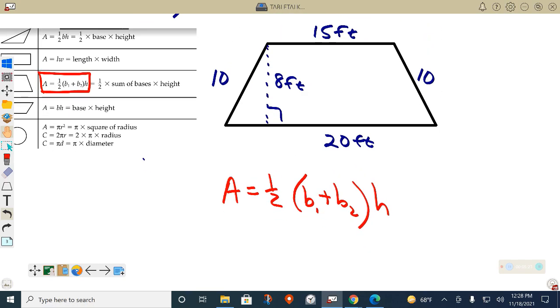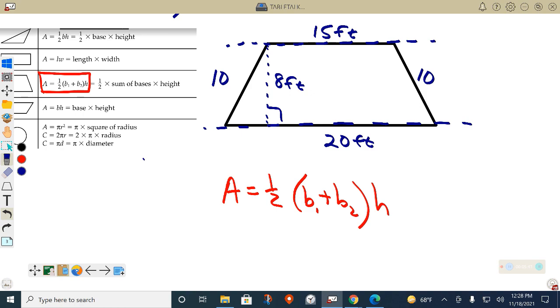And on a trapezoid, the bases are just the sides that are always parallel. Look at this side and this side are parallel. They'll never intersect. They go the same direction. Those are the bases of a trapezoid. So the 15 and the 20 are the bases, the B1 and the B2, the bases.